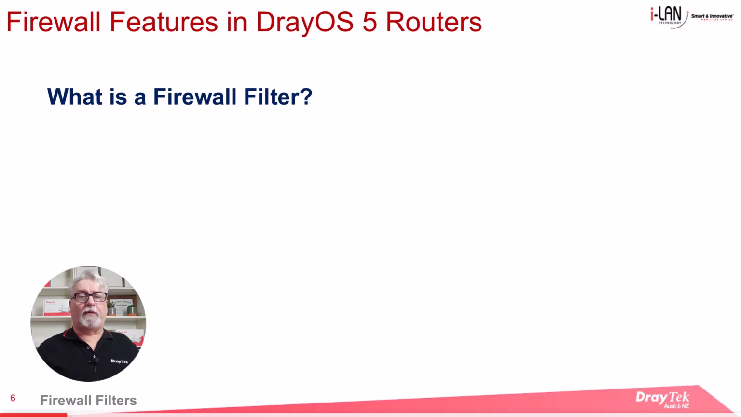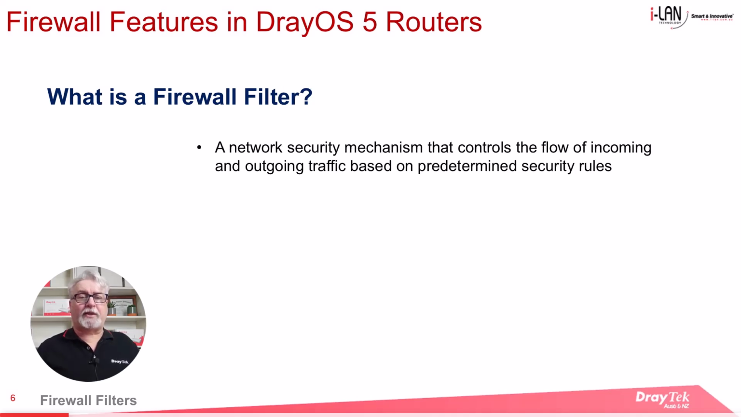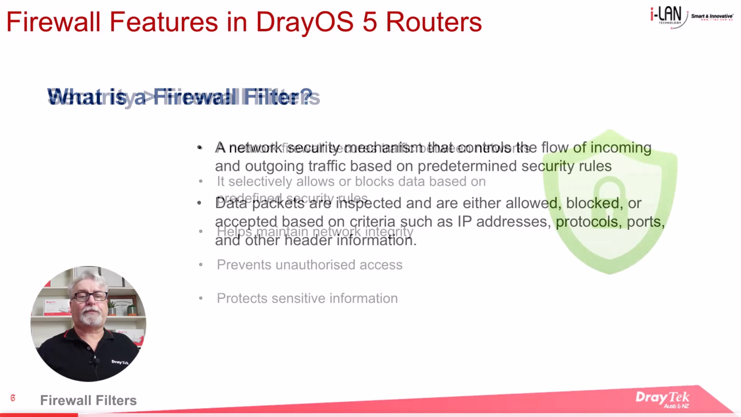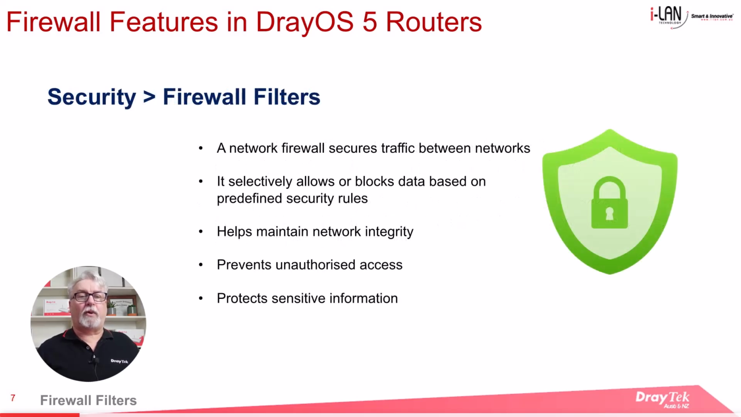So, what is a firewall filter? It's a network security mechanism that controls the flow of incoming and outgoing traffic according to created rules. It inspects data packets attempting to enter or exit a network and decides whether to allow, block, or accept them based on criteria such as IP addresses, protocols, ports, and other header information. To summarize, a network firewall plays a critical role in securing traffic between networks by selectively allowing or blocking data based on predefined security rules. This helps maintain network integrity, preventing unauthorized access, and protecting sensitive information.